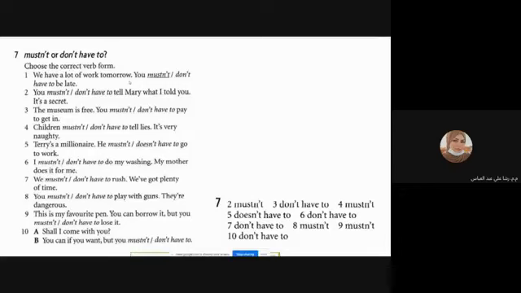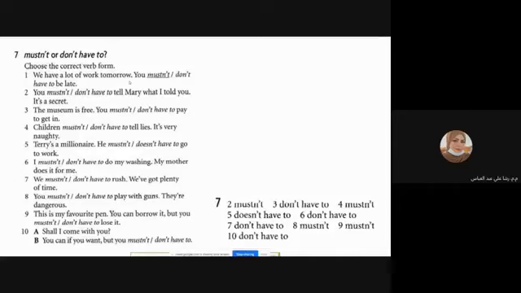4. Children mustn't tell lies. It's very naughty. يجب أن لا يكذب الأطفال لأنه أمر فظيع أو مزعج. Jerry is millionaire. He doesn't have to go to work. إذا شخص مليونير فما يحتاج للعمل أو الذهاب إلى العمل.